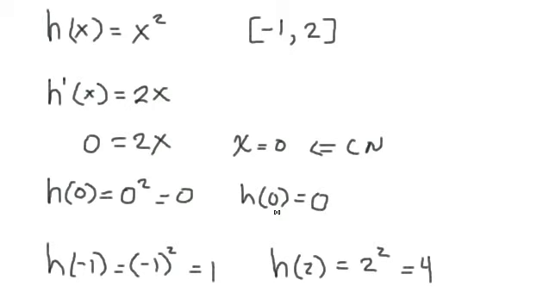So between these numbers, h of 0 is equal to 0. These are the numbers here that we're looking at. As you can see, a maximum is occurring here because this is our largest number of the three, and then the minimum, the smallest number, is our 0 here.